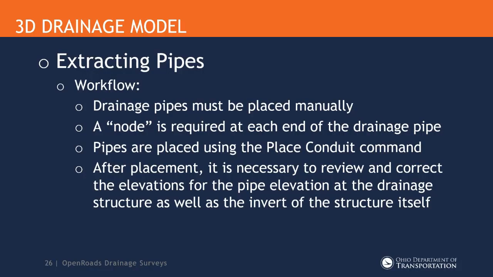The pipes, unfortunately, we can't just extract using a filter. We're going to need to place those manually. So I'm going to have a node at each end of the pipe, and then we use the place conduit command. After we place that, we're going to have to go back and review and correct the elevations for both the pipe and the structure itself. And we'll show some of that in the video.